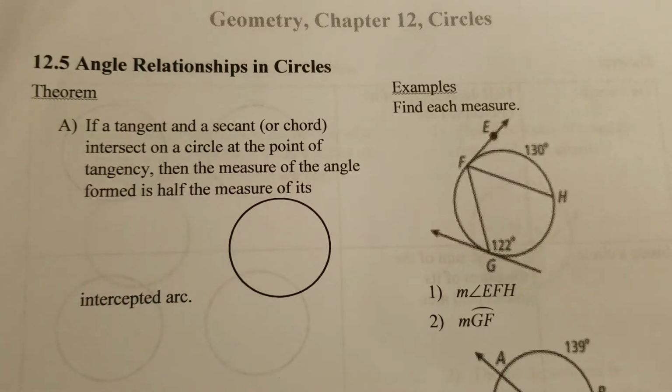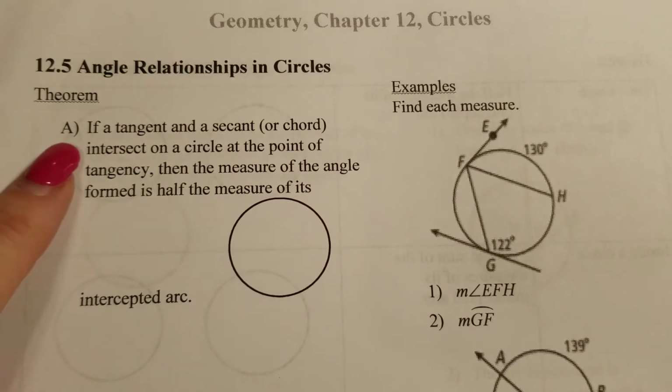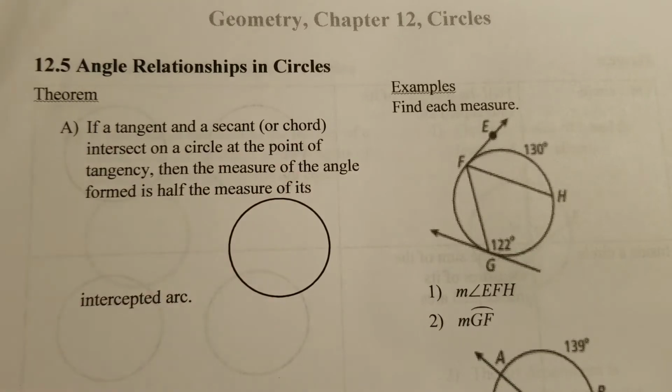Hello class. Today we're going to be looking at 12.5, the angle relationships in circles. We've got several theorems that we're going to do, and then we'll do a few exercises or examples to practice what those theorems mean.